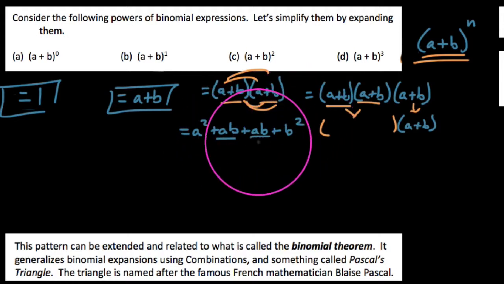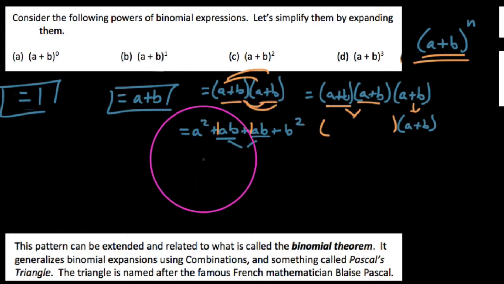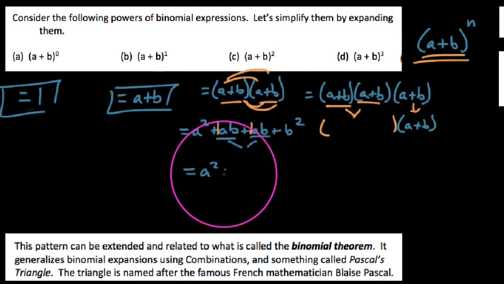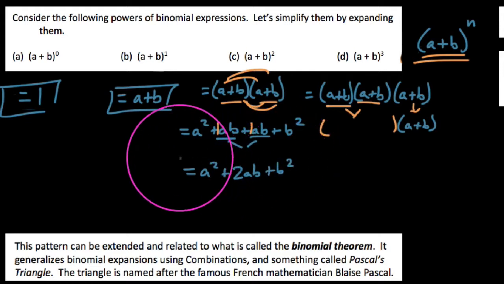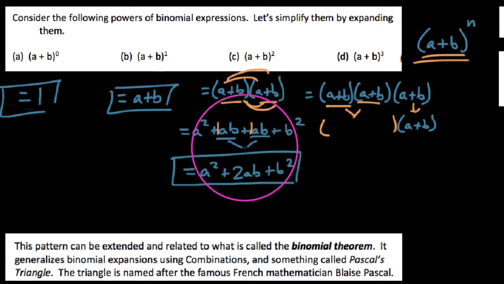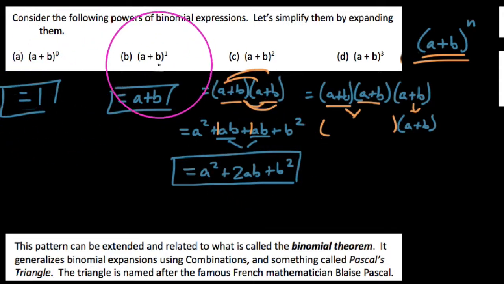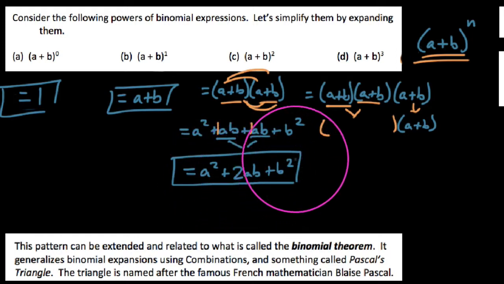Of course, combining like terms, we have a 1ab and a 1ab here. If we combine these, our final expression is a squared plus 2ab plus b squared. So this is our a plus b squared product. So a plus b to the 0 is 1, a plus b to the first is a plus b, and then a plus b squared is a squared plus 2ab plus b squared.